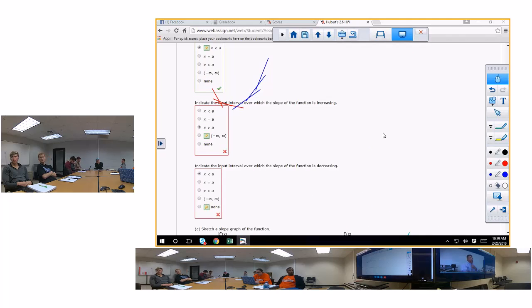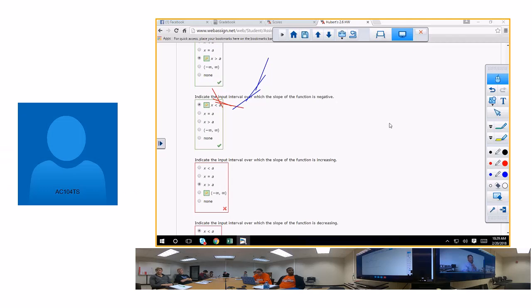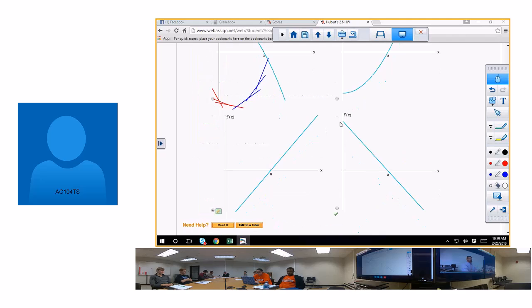I think on the last two questions we've gone over, I'm missing something that they're doing, because it looks to me like the slope of the function is increasing on the right side and decreasing on the left side. I guess we'll come back to that one.